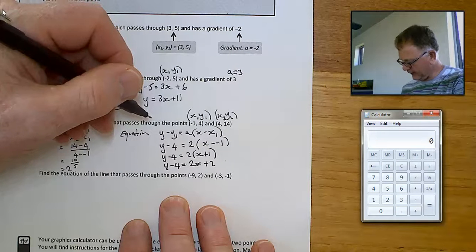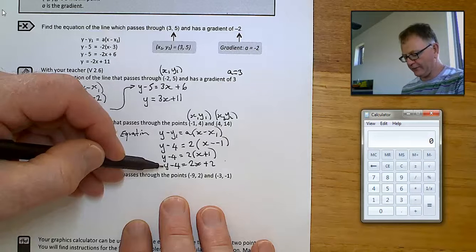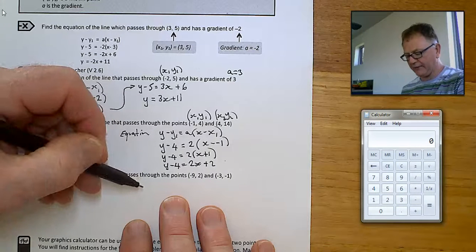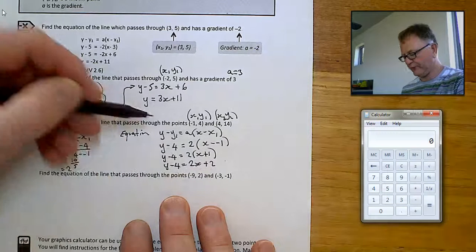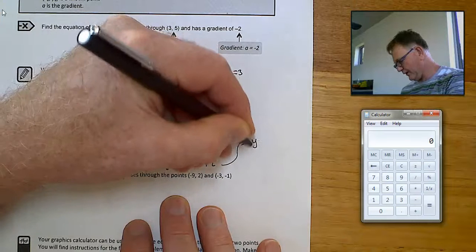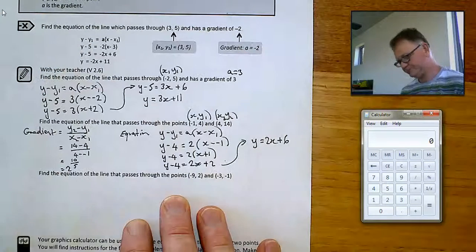And now we're nearly there. We want to get it in the form y equals ax plus b. We've just got to get rid of this minus 4, and you can do that by adding it to both sides. If you add 4 to this side, it disappears. Add 4 to this side, and our final equation is y equals 2x plus 6.